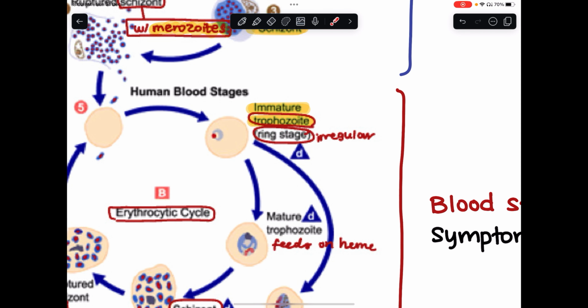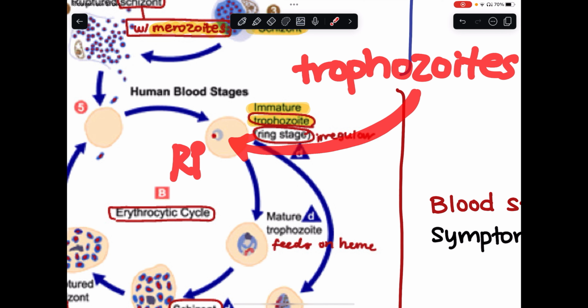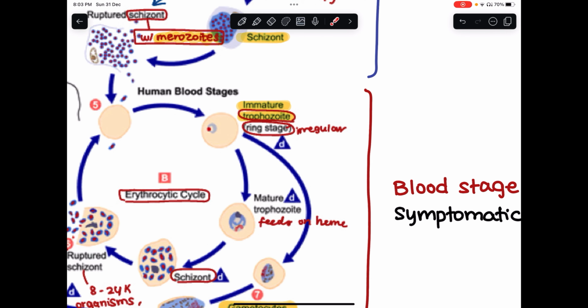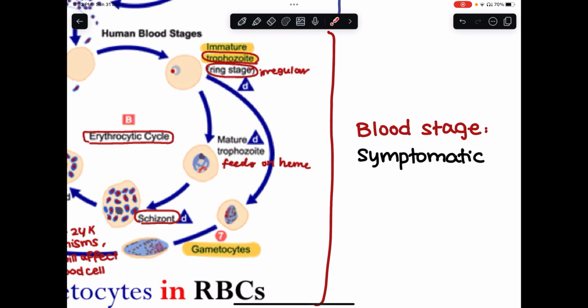Now we have a different stage. The merozoites entered, now we have a different stage called a ring stage. So in this ring stage, we now call them trophozoites. So what are trophozoites? Trophozoites are in the erythrocytic cycle, and they are when there is a ring stage inside the RBC. Okay, so now it's going to undergo maturation. So it's no longer a ring stage. Ring stage, it was immature. Now it's a mature trophozoite.